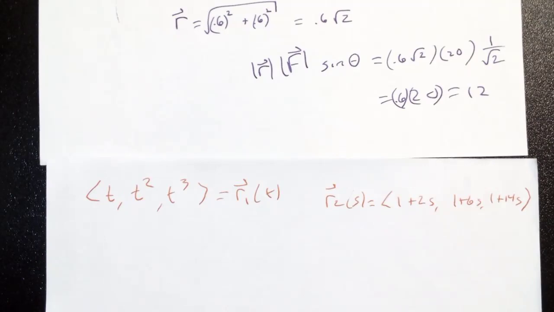This curve on the left, R1, is operating in T. This curve on the right is operating in S. But here's the fun part. We talked about two lines intersecting, didn't we? How did we figure out if two lines cross? Well, they have to have the same X, the same Y, and the same Z, right?